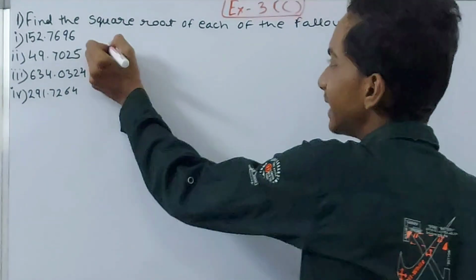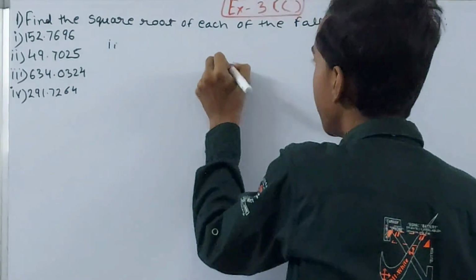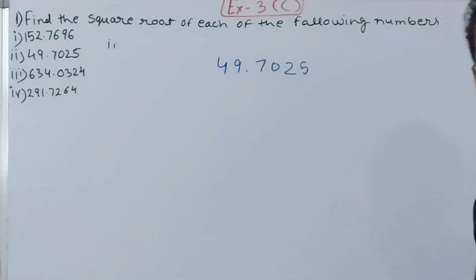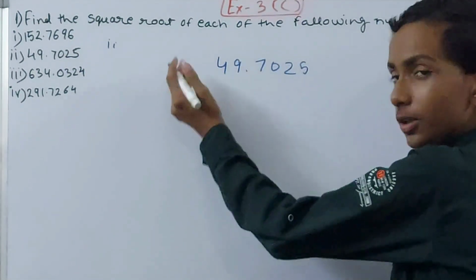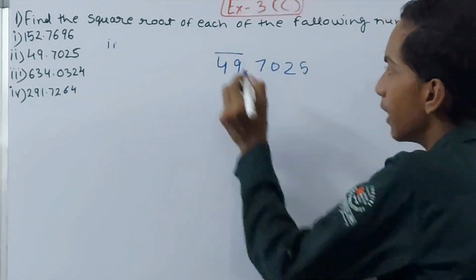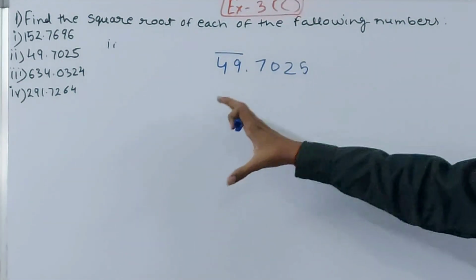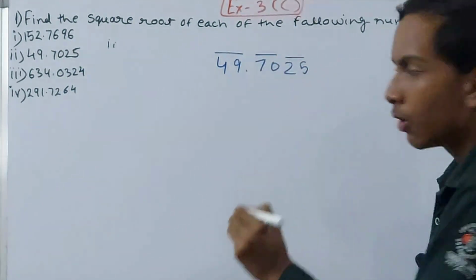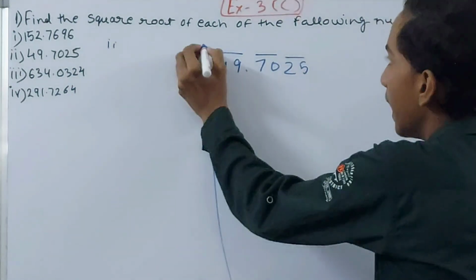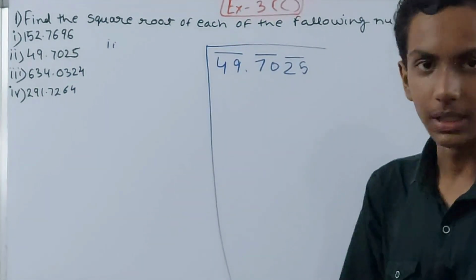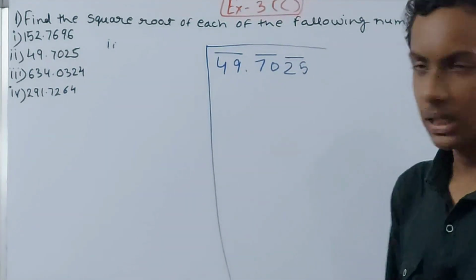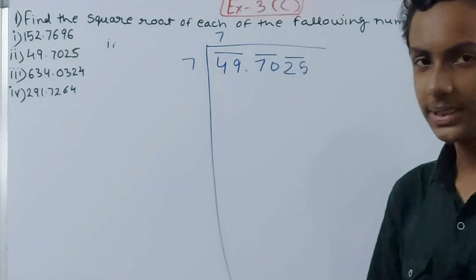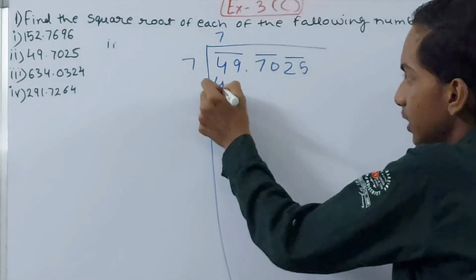The second part is 49.7025. Same process. First make the pair before the decimal, going from right to left. We have made one pair, and that's it for this side. Now come after the decimal and make the pairs from left to right. So 2 pairs. Now draw the lines as usual, and let's do the process. So 49 here, let's think of the number that can cut 49. 49 is a perfect square, and it is the square of 7. So 7 into 7 is 49.